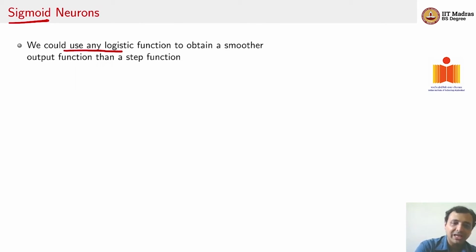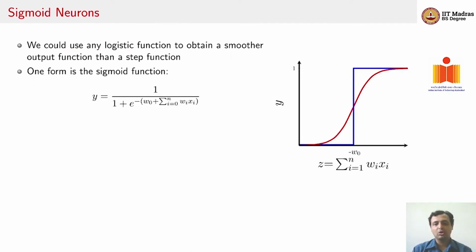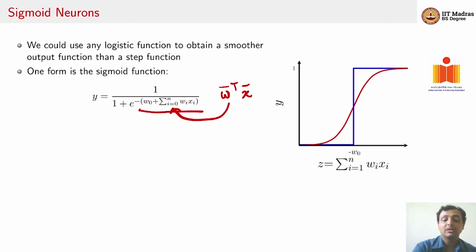You could ideally use any logistic function which has a shape such as this, to obtain a smoother output function than a step function. The one that we are particularly going to talk about here is the sigmoid logistic function, which is given an input Wx, which can be expanded this way. The sigmoid function computes 1 by 1 plus e power minus that input. That's your sigmoid function, which in a graph form has this particular shape.